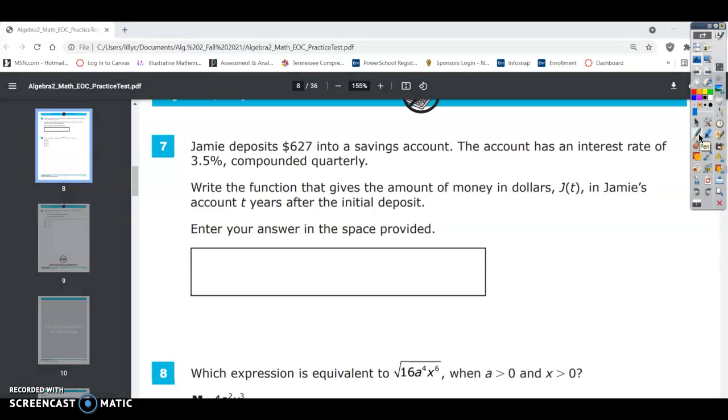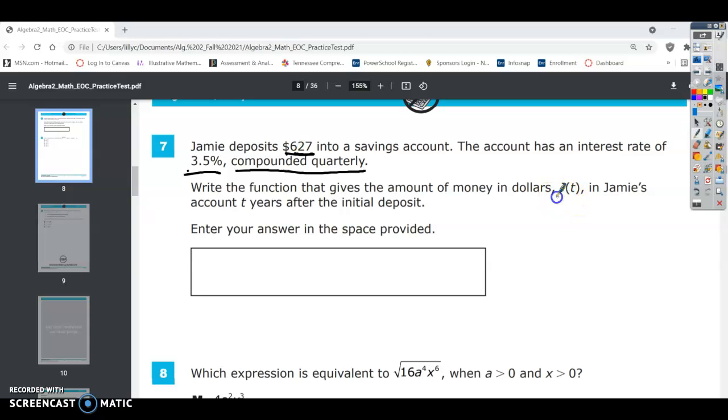Algebra 2 EOC practice test number 7. Jamie deposits $627 into a savings account. The account has an interest rate of 3.5% compounded quarterly. So this is important, and this is important. Write the function that gives the amount of money in dollars J of t in Jamie's account t years after the initial deposit. Enter your answer in the space provided.